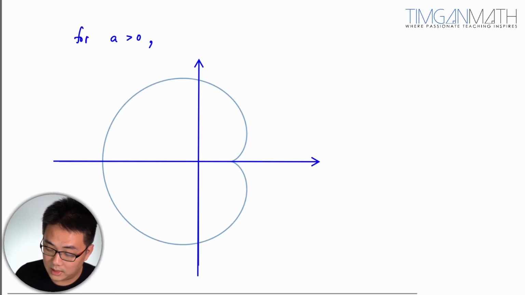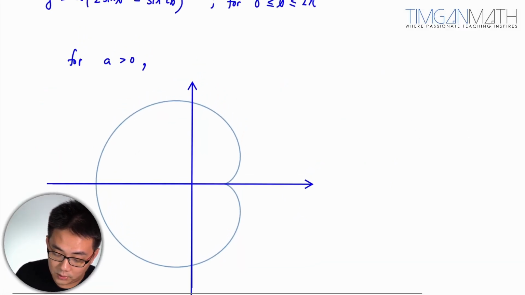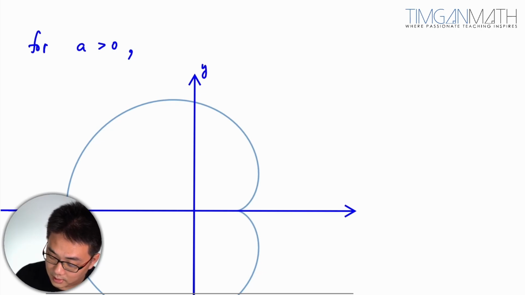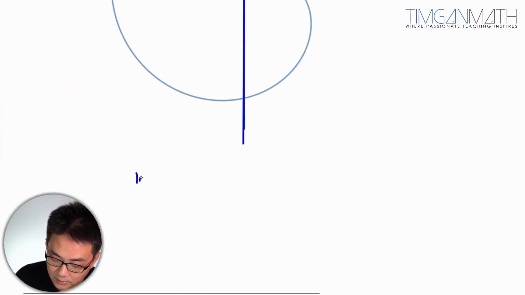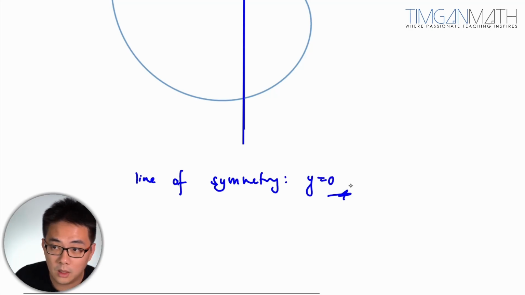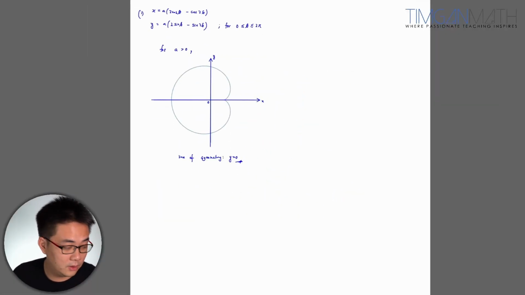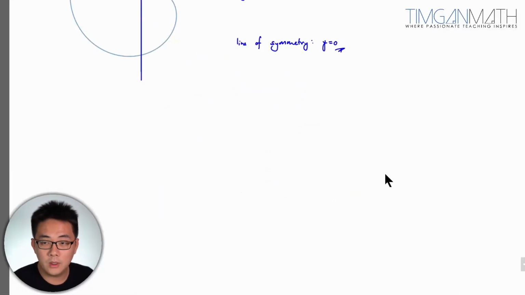Okay. So once this is done, we just key in this is y and this is x and this is 0. That's all. So from the graph, the line of symmetry is just the x-axis, so y equals 0. Alright, that's how you do this question for the first part. So let's look at the subsequent question.